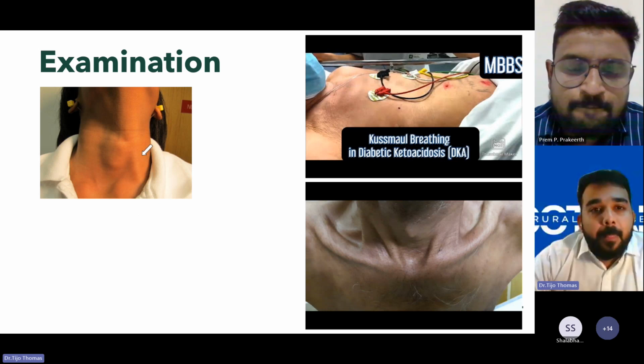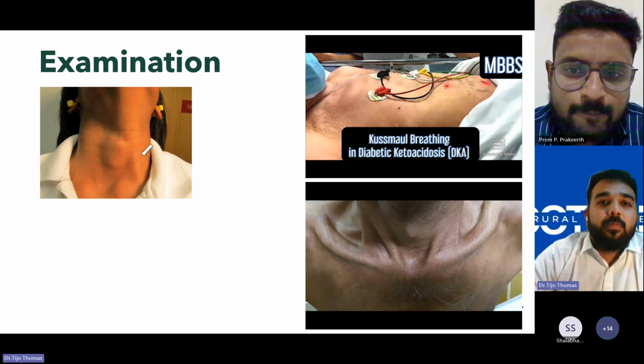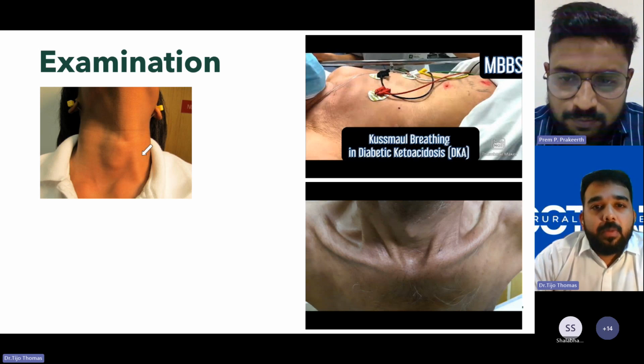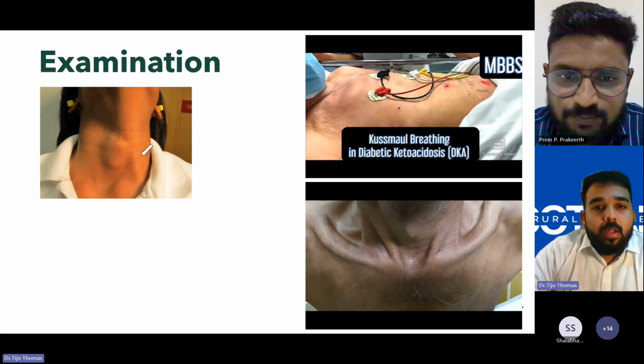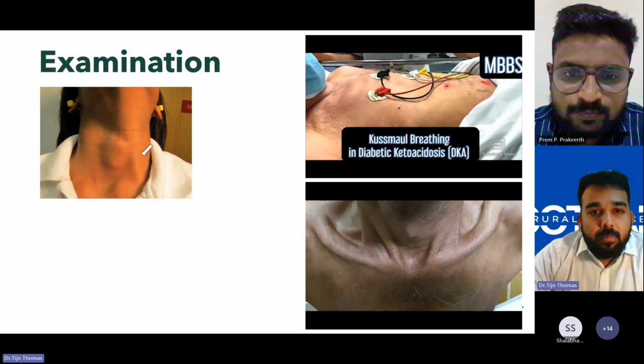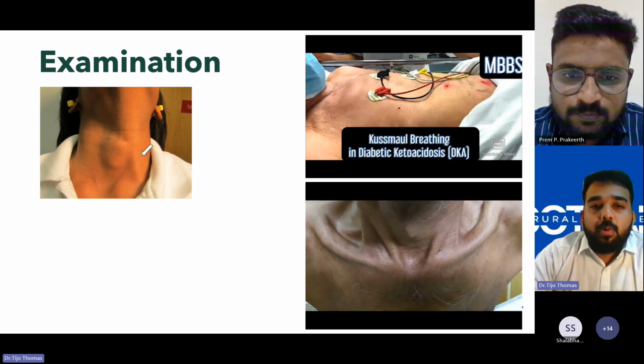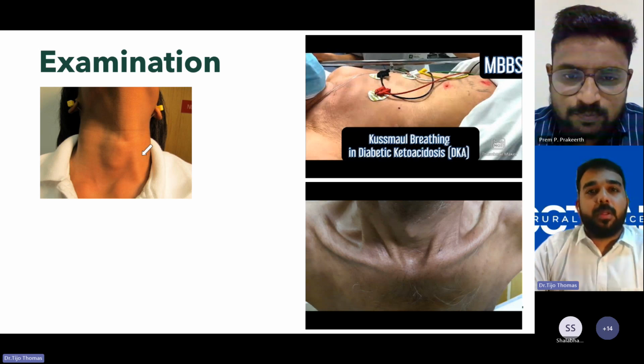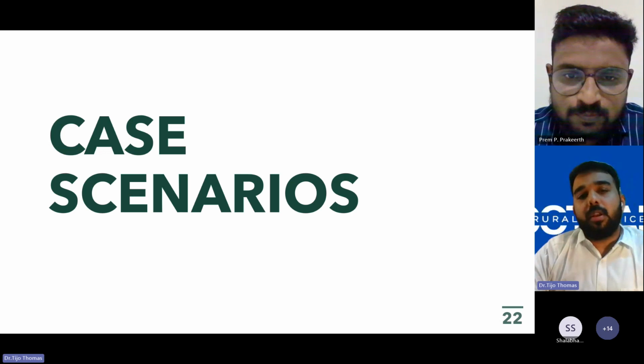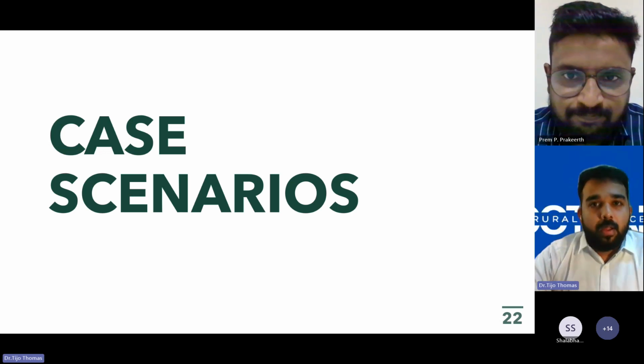Examination, and this is basically the use of accessory muscles in a patient. So this will also be helpful. You will see basically trapezius, scalene muscles, and sternocleidomastoid muscles being used for respiration. That will show the use of accessory muscles, which will indicate the patient is in respiratory distress.